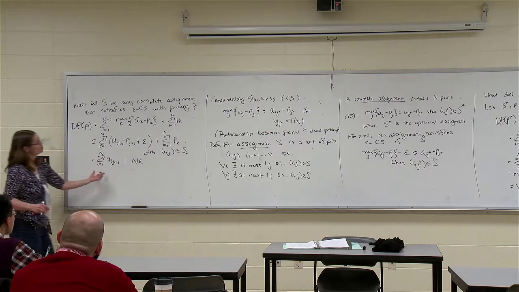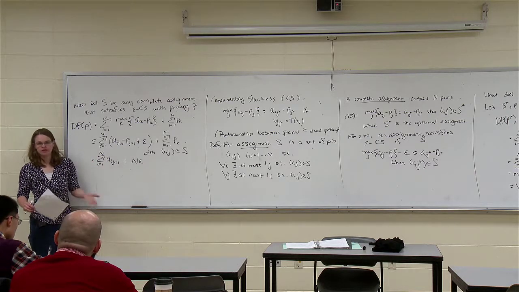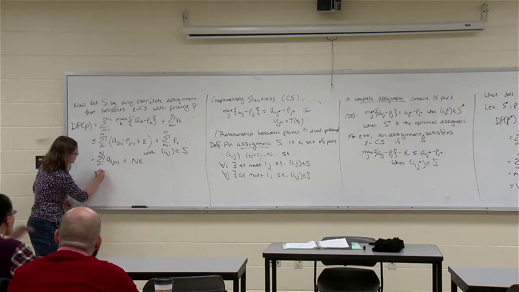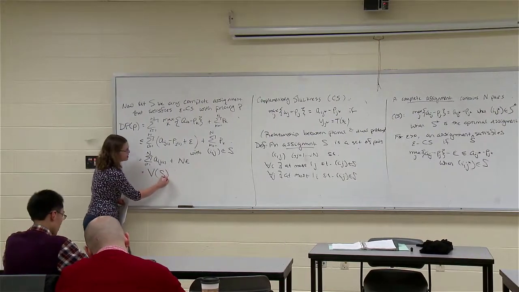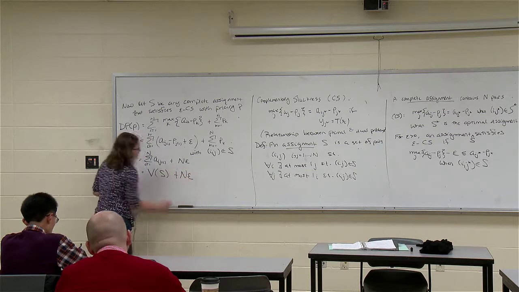Again, this is the value associated with a particular assignment, right? So I've added up all the a_ij's under this assignment, and this is exactly what I called the value of assignment S, which is not optimal necessarily, but it's something, plus n epsilon.